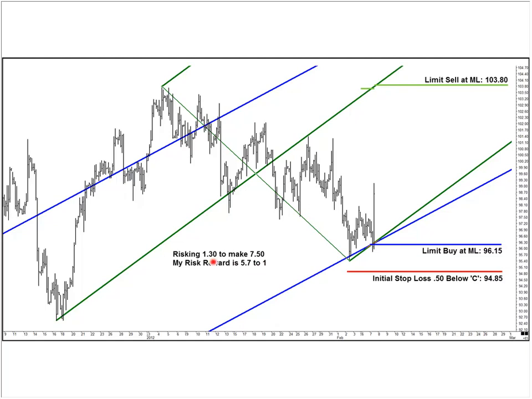So now I'm risking $1.30 to make a little bit over, I think it's $7.65 instead of $7.50. So the risk reward's even better. I'm long at 96.15. Let's see what we get.